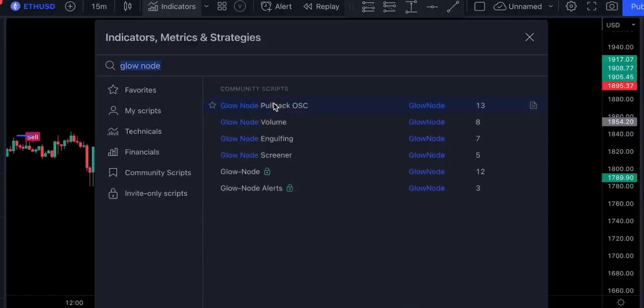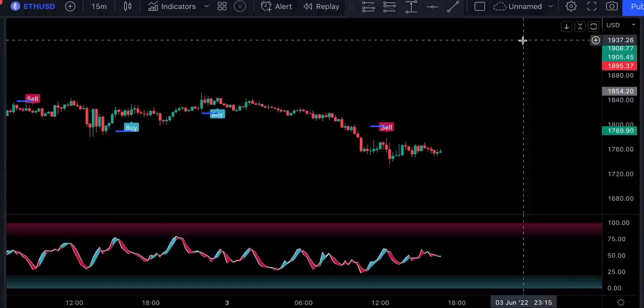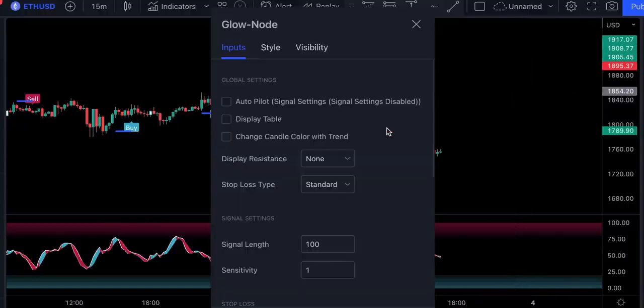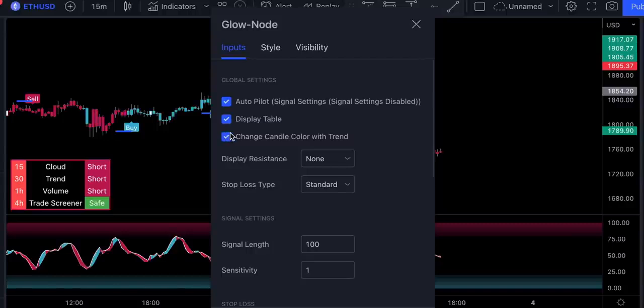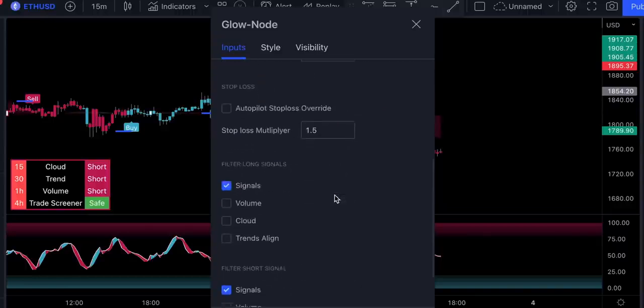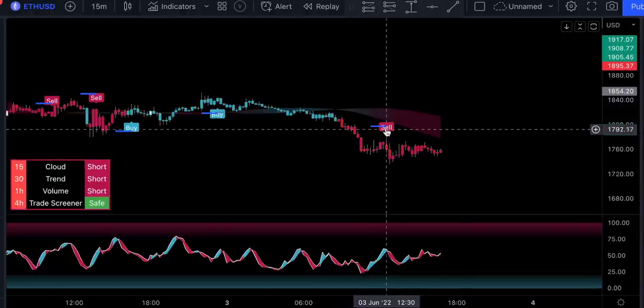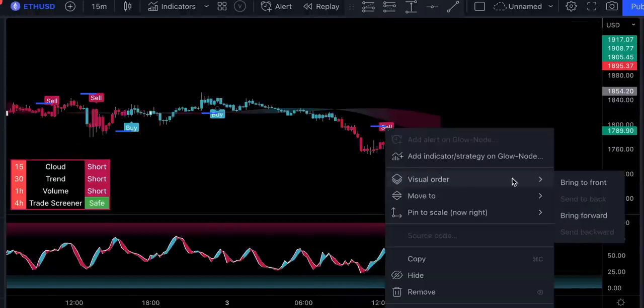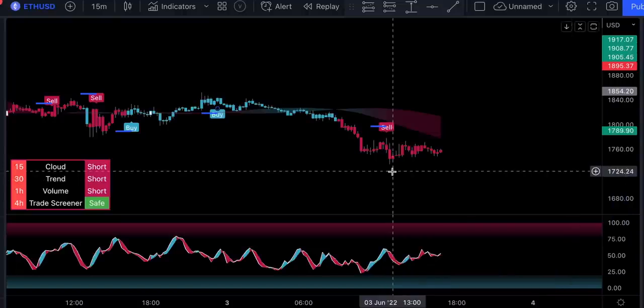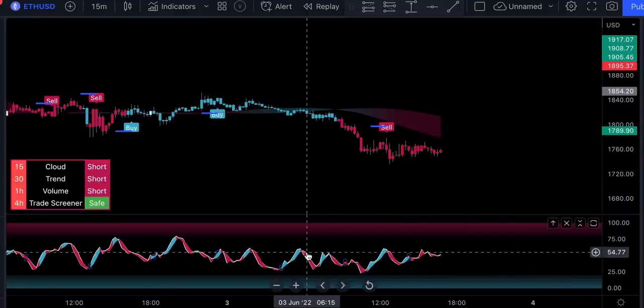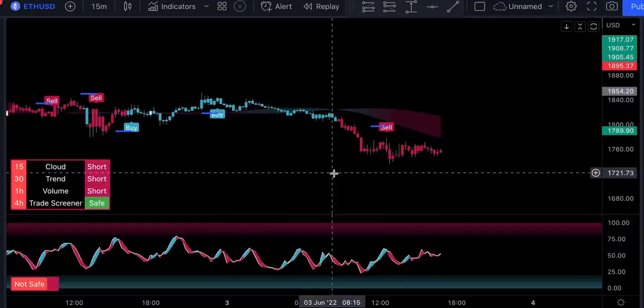This one right here. Okay, now we need to adjust the settings. So let's first enable all these three options. Also here you want to select the glow cloud. Also let's enable these options. Next thing you want to do is to bring the indicator to the front. Okay, now let's enable some features on an oscillator as well. Okay, the strategy is complete.